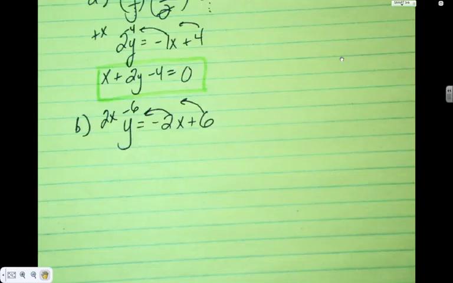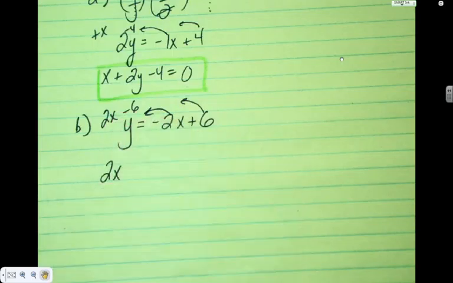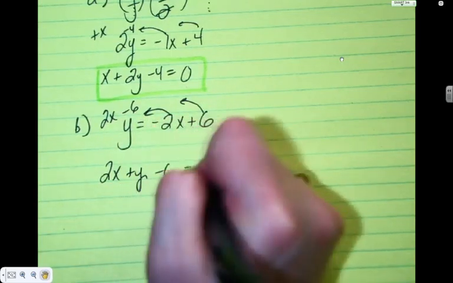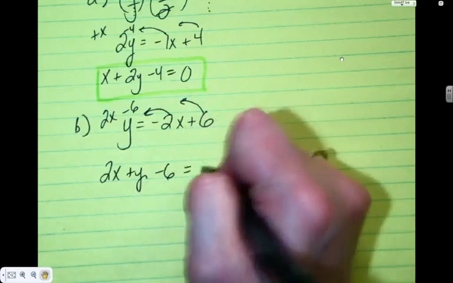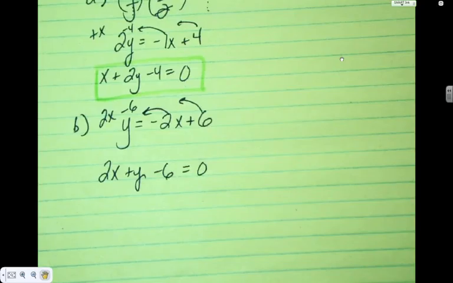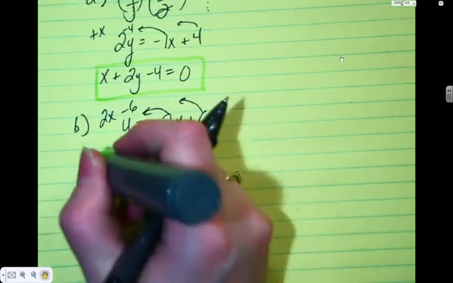The order matters, so the x's come first, so I have 2x, then the y, then the constant, and on the right-hand side, 0. The last step, we just take a look at x. Is x negative? We're done. That's the line in standard form.